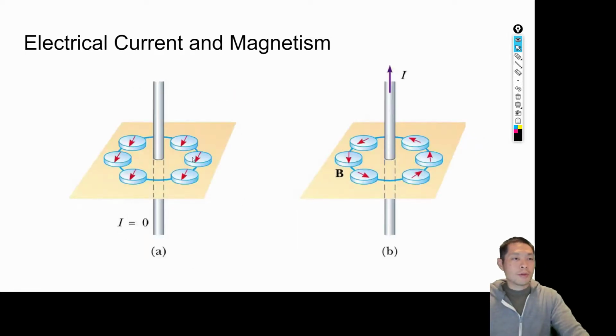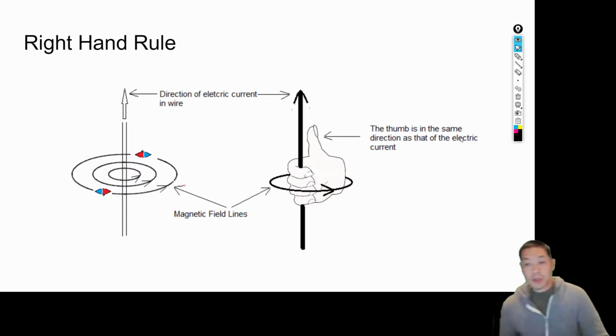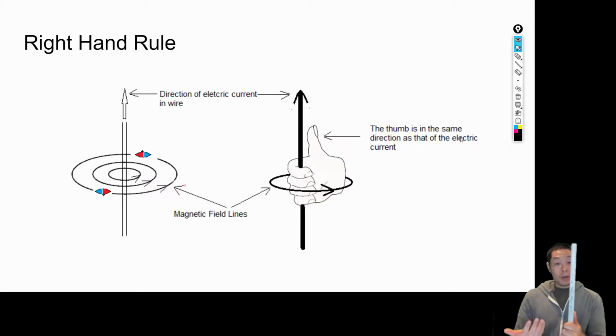So this is kind of a review of those videos. Here, no current, so the compasses show there is no magnetic field. Once there is current, these compasses will orient themselves in the presence of a magnetic field, in this case as a circle. Now, we're going to represent this by something called the right-hand rule. So if you have a wire and a current is moving in a certain direction, you're going to grab your wire with your right hand, and it's going to tell you what the magnetic field lines are doing.